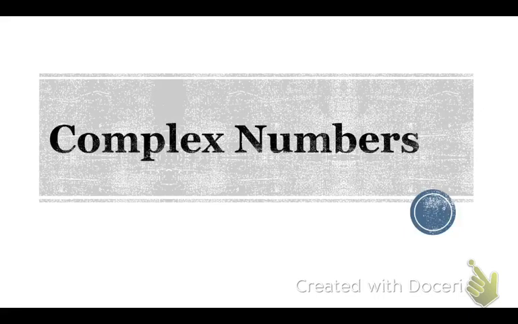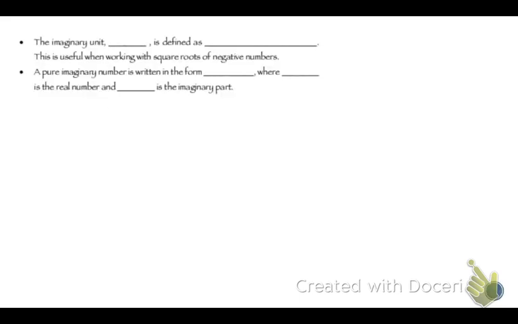Okay, complex numbers. So we went over radicals and all that stuff. Complex numbers kind of fall out of radicals. Okay? So, complex, you should have learned last year about the imaginary unit. Okay? And it's defined as the square root of -1.